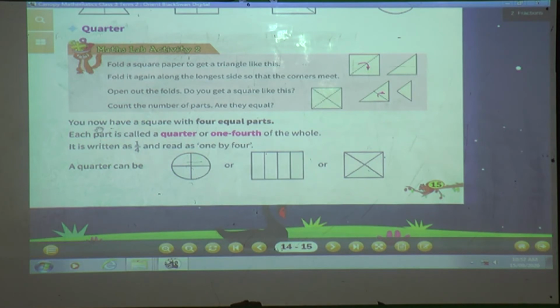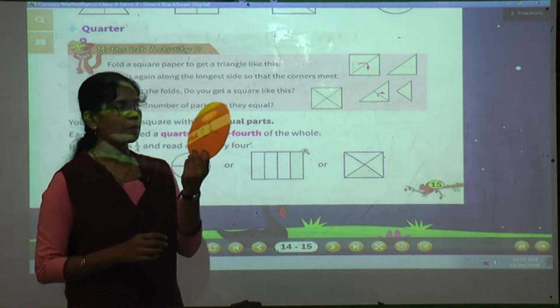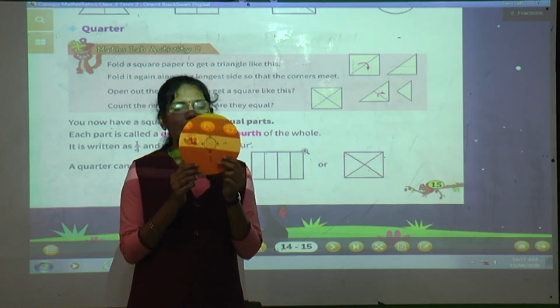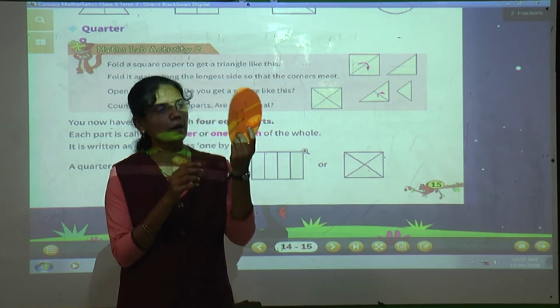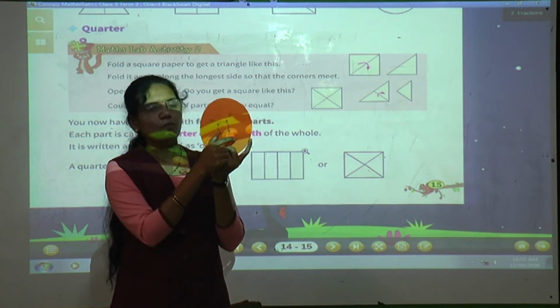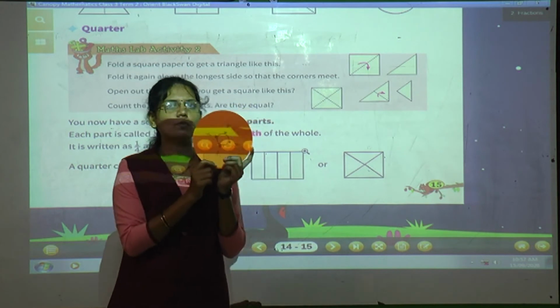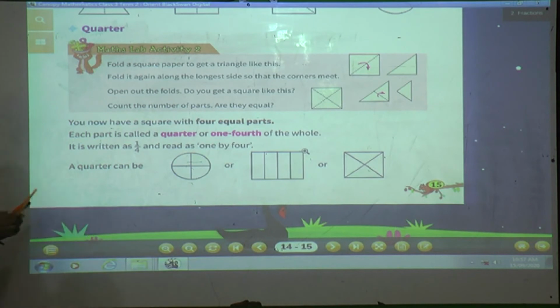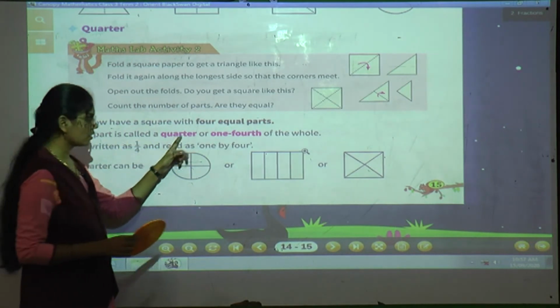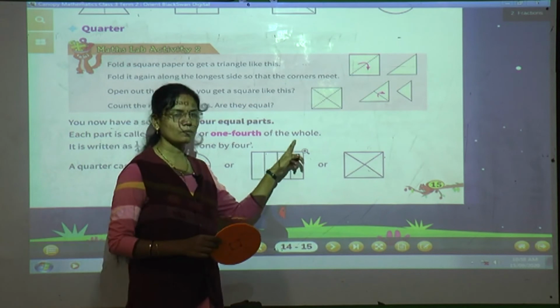Okay, now here you can see you have a square with four equal parts. Now here I will show you. I don't have a square, but I have a circle with four equal parts. Here you can see one circle, and this circle is divided into four equal parts. Here you can see 1/4, 1/4, 1/4. 1/4 means what? This circle is divided into four equal parts. Each part is called a quarter or 1/4 of the whole.